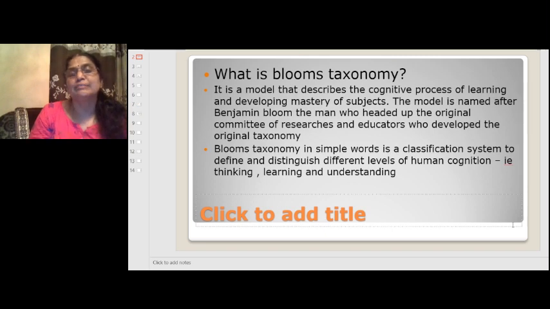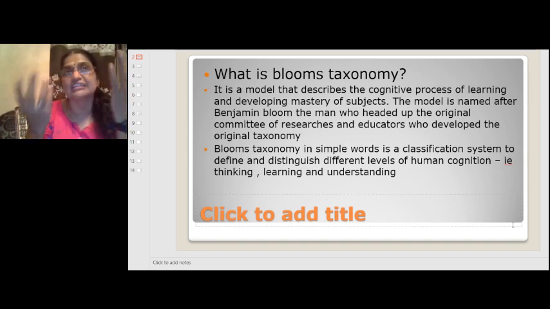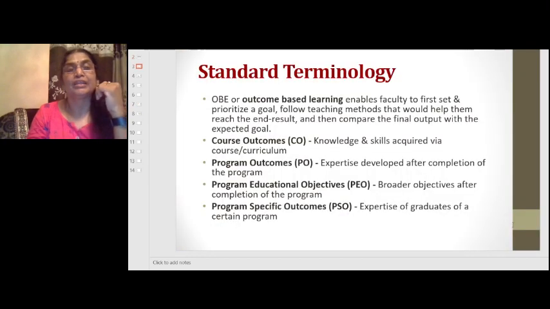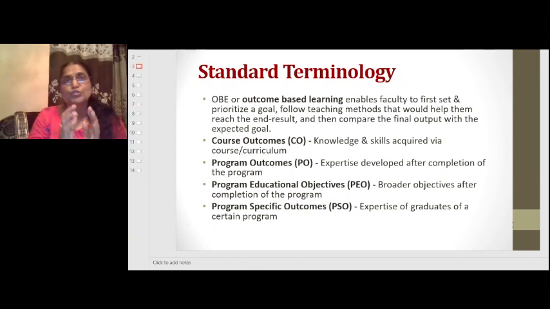The model is named after Benjamin Bloom, the man who headed up the original committee of researchers and educators who developed the original taxonomy. Now, Bloom's taxonomy in simple words is a classification system to define and distinguish different levels of human cognition. As I already told you, thinking, learning and understanding. It is actually used by the educators, the teachers.